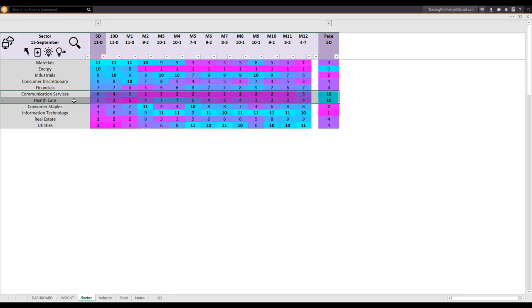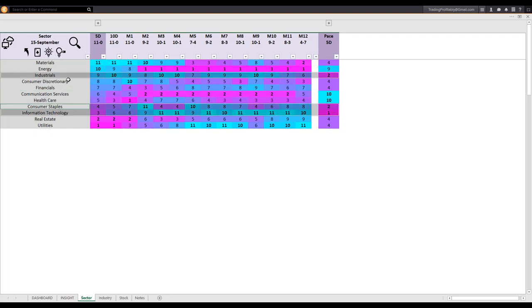Communication services and healthcare are two of the most accelerating sectors this week. Which ones are the most decelerating sectors? They are industrials, consumer staples, and infotech.